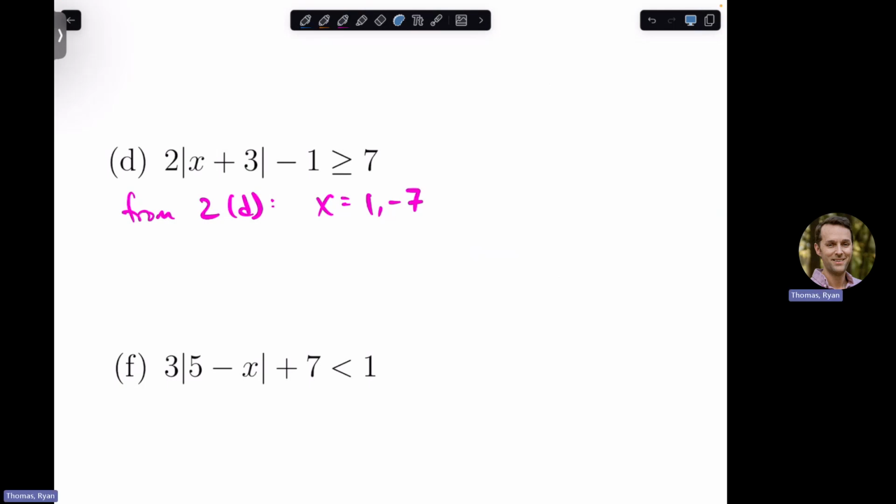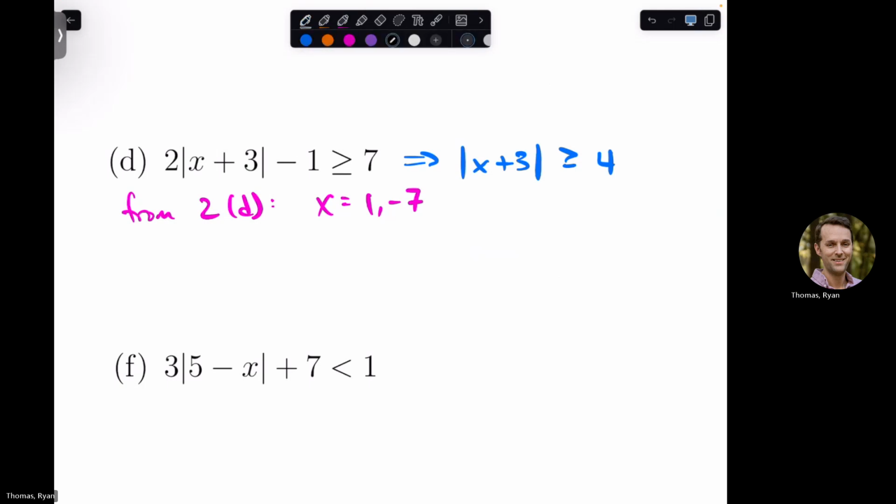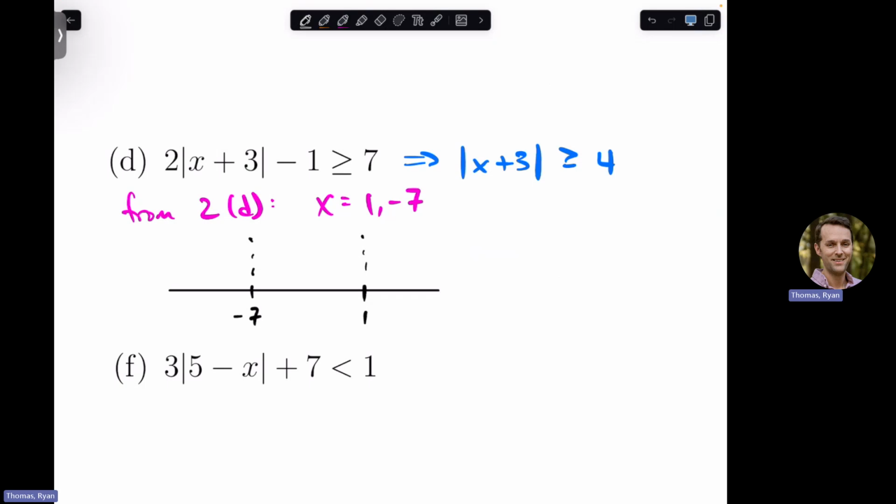Well, that tells me the cutoff point where these things change. That all happened in 2D, but that's what you would do. So what I need to test around are -7 and 1. That gives me 3 sub-intervals, 3 chunks, stuff that I need to make a decision about.